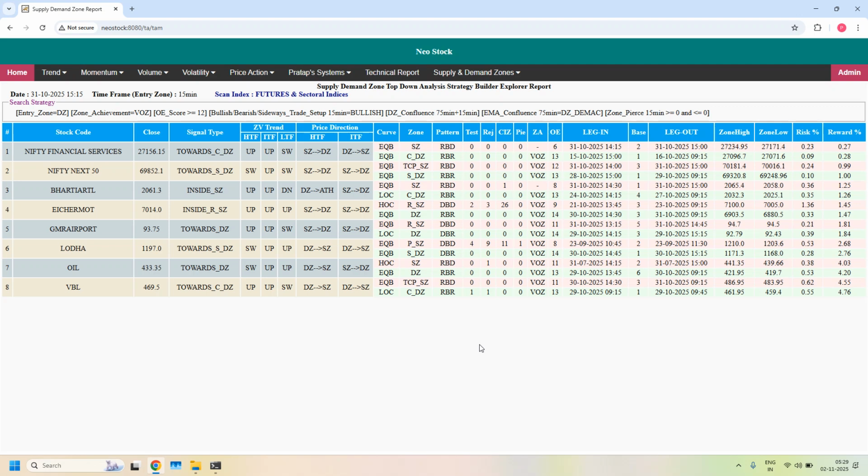8 stocks are filtered. So these 8 15 minutes demand zones might be having more high probability to get success, provided lesson 20 checklist items are satisfied. Otherwise, higher chances of zone violation.